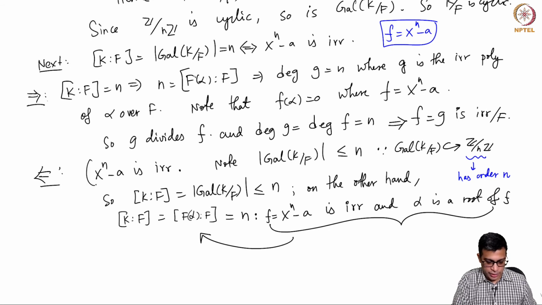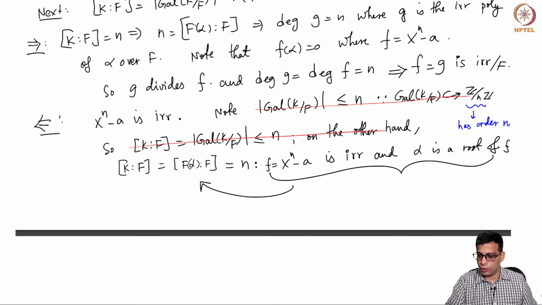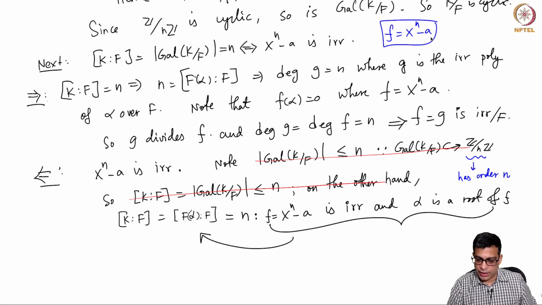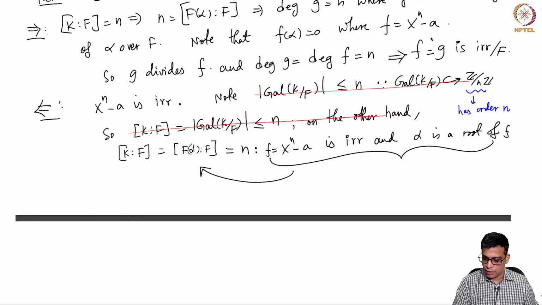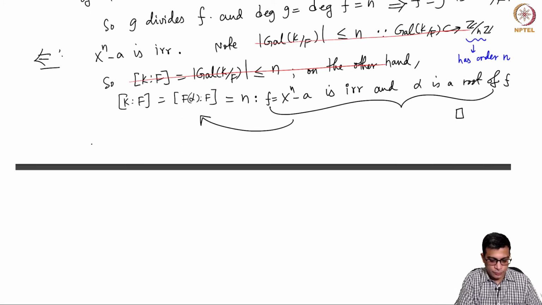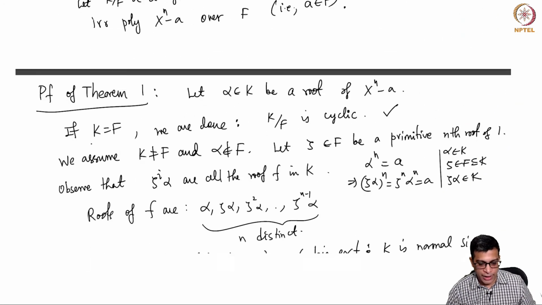So I did not really need this. Those are of course correct statements, but I do not need any of those. Directly we can argue this, because x power n minus a is irreducible. So that is a polynomial whose root is alpha. So the irreducible polynomial must be that, and hence the degree is n. So this completes the proof of theorem 1, and hence it proves one direction of the main theorem.